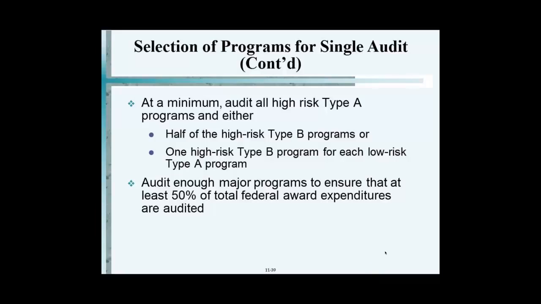But what you have to do is, in all cases, you have to audit at least 50% of all the programs. So if you got $100 million, you must audit $50 million, regardless. Type A, Type B, doesn't matter. It only matters if it's more than 50%, because then you have to reduce it to the number that you would want it to be here at 50.